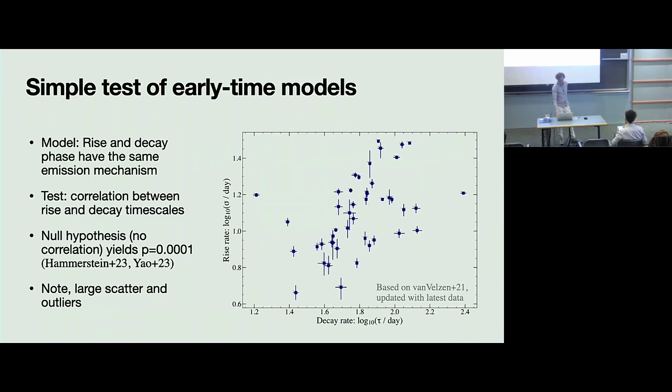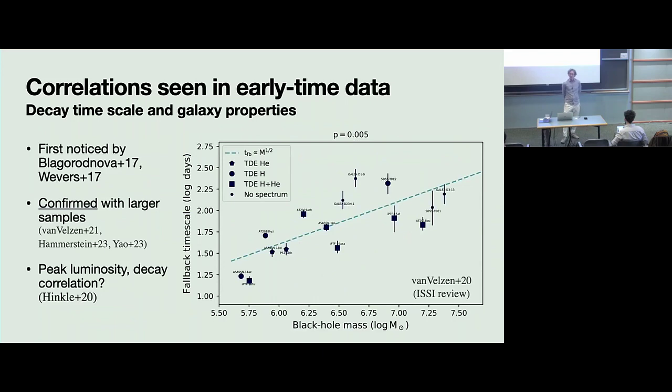Okay, then let's keep looking at some correlations that are out there, because this is, of course, what you end up doing if you have population studies. And this one is nice because this was predicted a while ago in a review that we wrote. We have the black hole mass here measured from the M-sigma relation, and we have the fallback time, which is basically measuring a 5/3 power law decay and then getting the time scale of that power law decay.